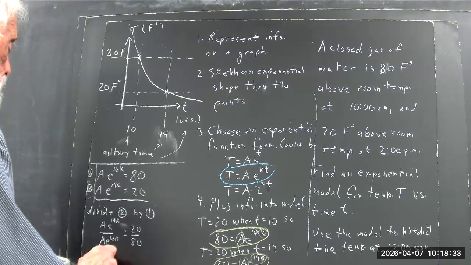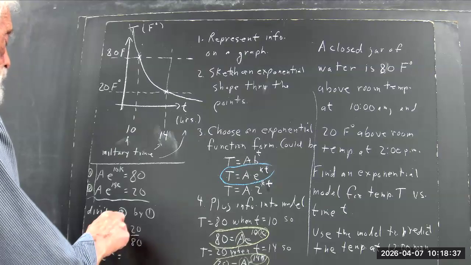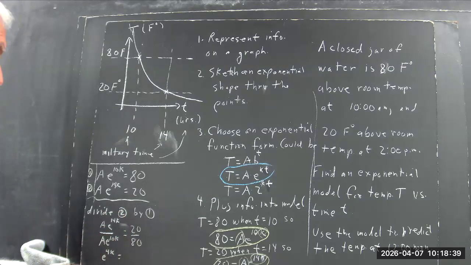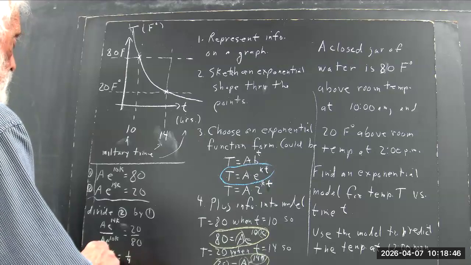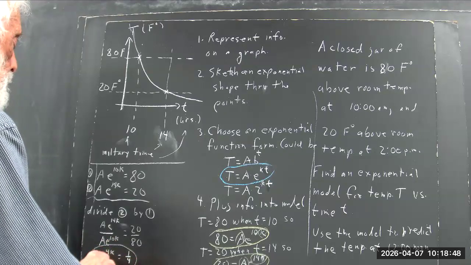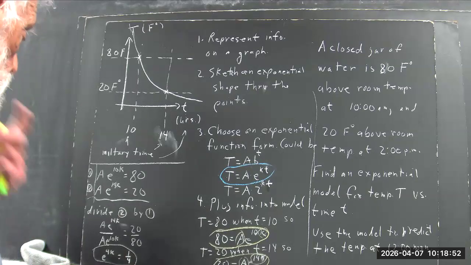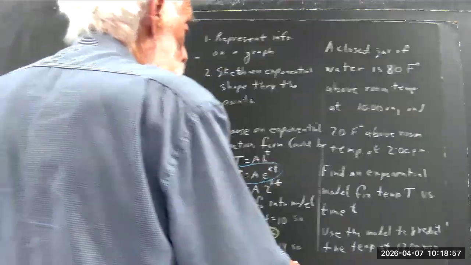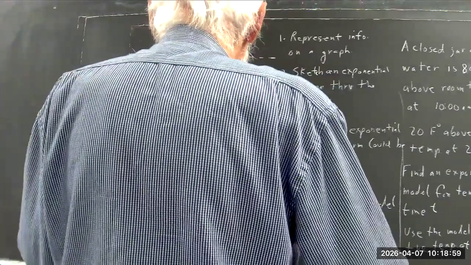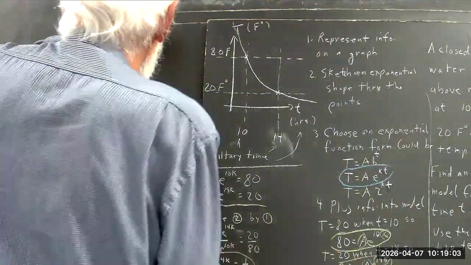Make sure you thoroughly review the rules for exponents if you don't know why e to the 14k divided by e to the 10k is e to the 4k. 20 divided by 80 is 1/4. So now we have an equation that we can solve for k. How do we solve the equation for k? Well, this is an exponential equation in its basic form.